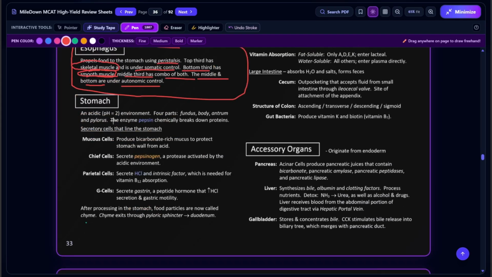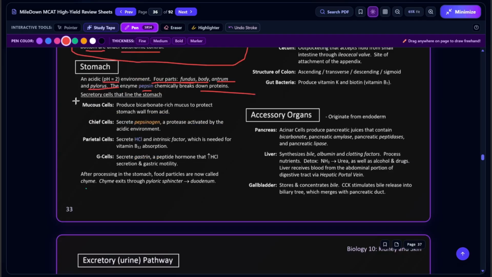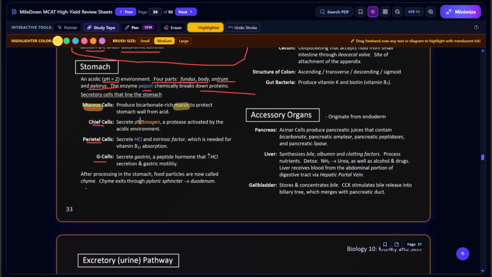Your stomach has an acidic environment. The pH is 2, so it's very acidic. The 4 parts include the fundus, body, antrum, and pylorus. The enzyme pepsin chemically breaks down the proteins. Secretory cells that line the stomach include mucus cells, chief cells, parietal cells, and G cells. The mucus cells produce mucus, which protects the stomach wall from the acidity, right?